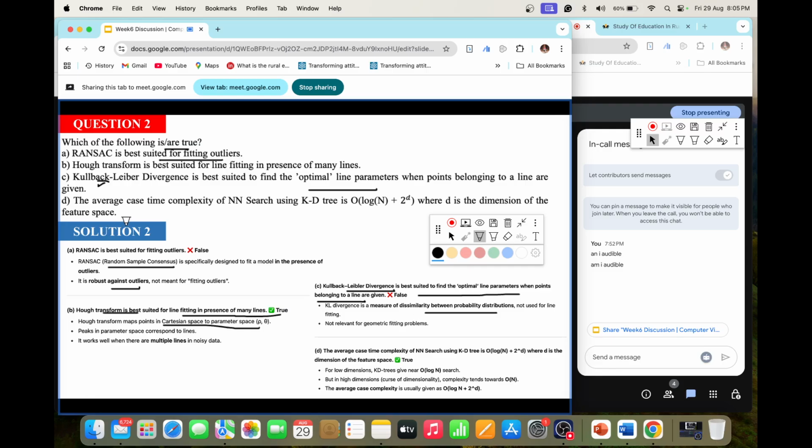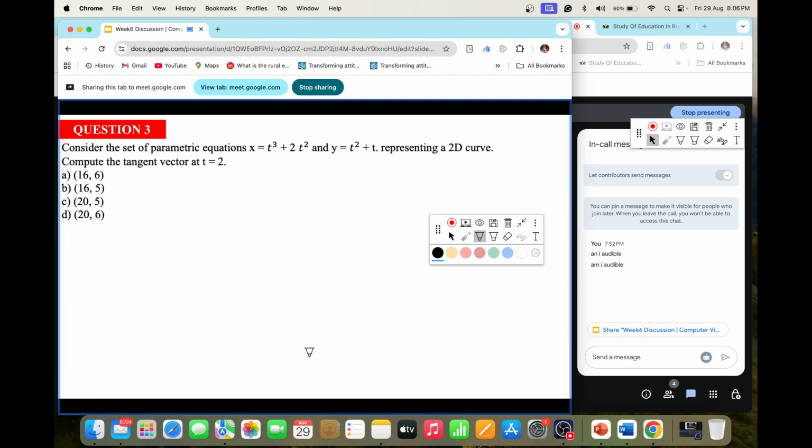Okay, and third, option D: average case time complexity for nearest neighbor using KD tree is given by this, where D is the dimension of the feature space. So actually this KD tree always has log complexity, and this is the formula of log complexity. So option D is right. So no need to worry about this question, so I am leaving this as of now.